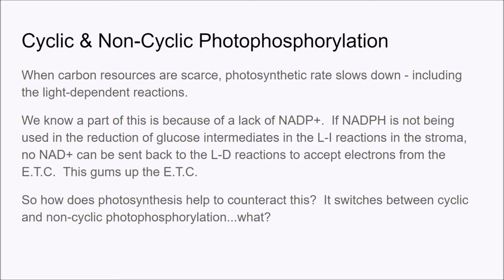And if we ran out of that, what in the heck was supposed to accept the electron at the end of the electron transport chain in the light-dependent reaction? Well, we're kind of stuck there, aren't we? And therefore, we're not going to be able to get our electron transport chain off the ground, and photosynthesis will grind to a halt. We know this can all happen if carbon is not accessible, right? But how in the world does photosynthesis counteract this?